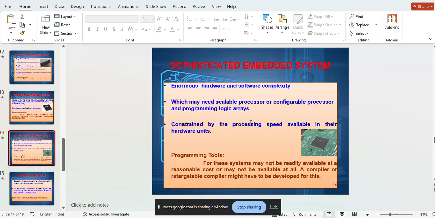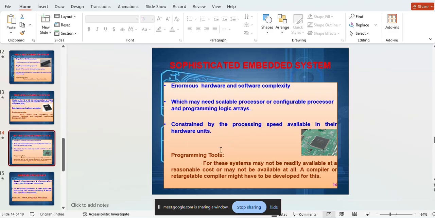They are constrained by the processing speed available in their hardware units. These types of embedded systems can be used for high speed data communications. They are available in different types, which you can check online.